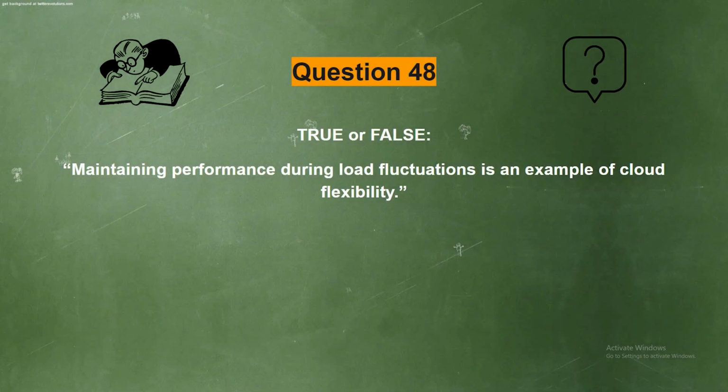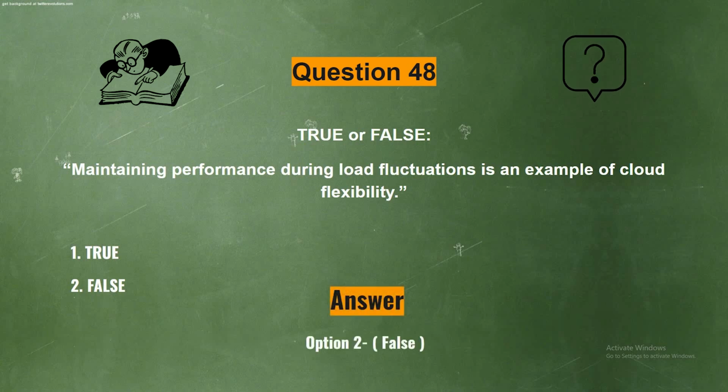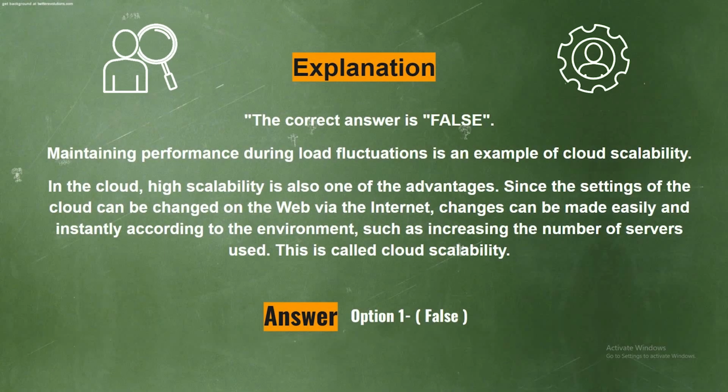Question number 48. True or false? Maintaining performance during load fluctuations is an example of cloud flexibility. And the options are: Option 1, true; Option 2, false. And the correct answer is Option 2, false. Explanation. The correct answer is false. Maintaining performance during load fluctuations is an example of cloud scalability.